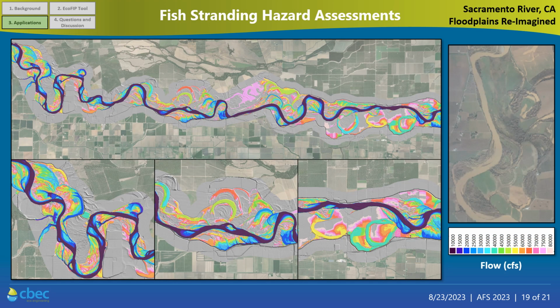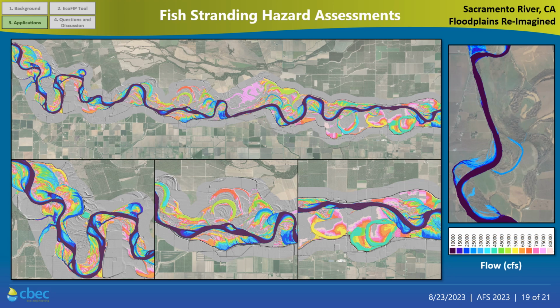And finally, zooming up to the Sacramento River in Northern California, we've applied EcoFIP to look at fish stranding hazard assessments. So this map on the left is showing a few different images going from blue at 10,000 CFS up to this pink color ramp being 80,000 CFS. These are the flows at which each portion of the site becomes connected to the river.